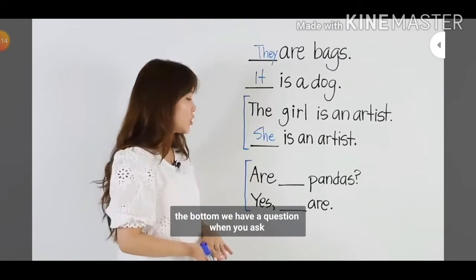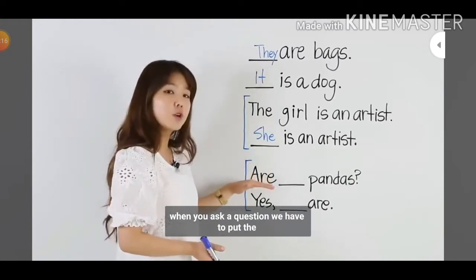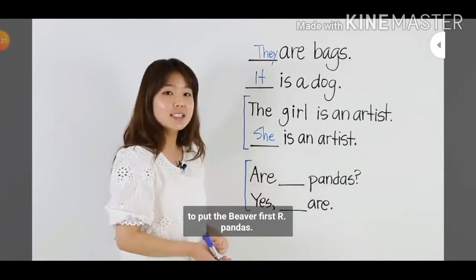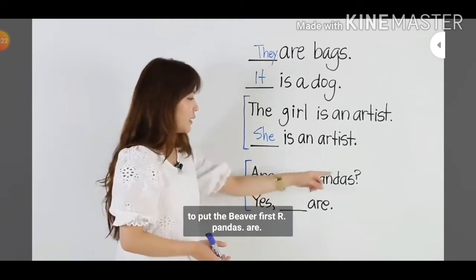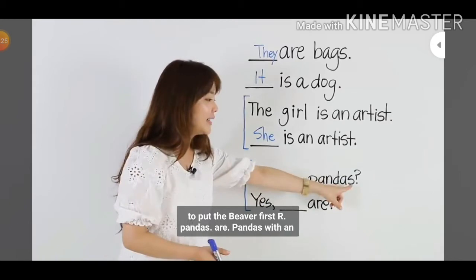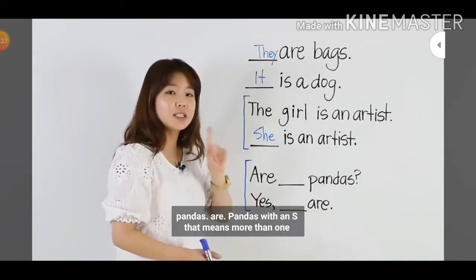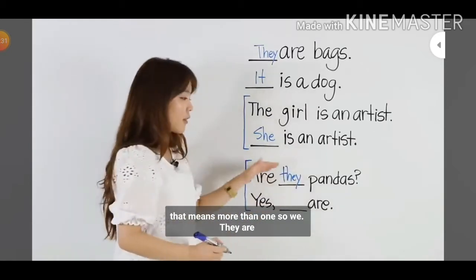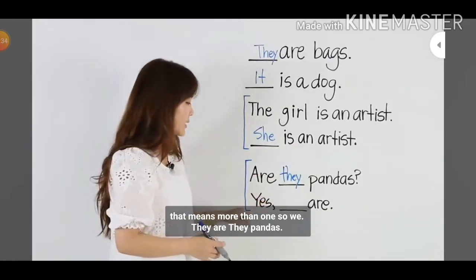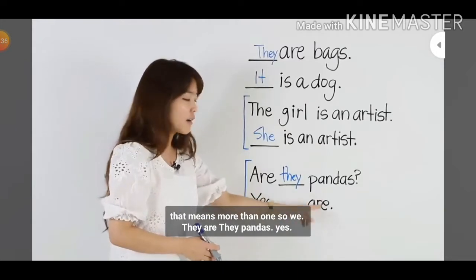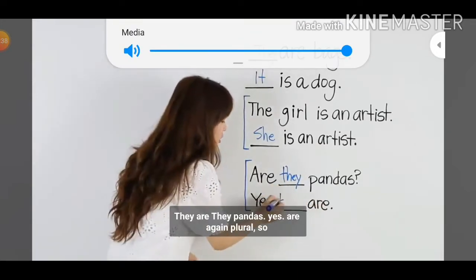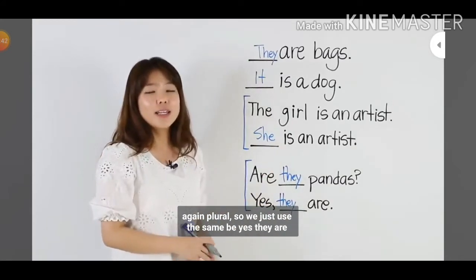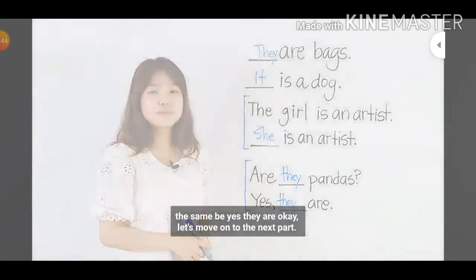Okay, and on the bottom we have a question. When we ask a question, we have to put the be verb first. Are pandas? Are pandas with an S. That means more than one. So we say they. Are they pandas? Yes. Are, again plural. So we just use the same they. Yes, they are. Okay, let's move on to the next part.